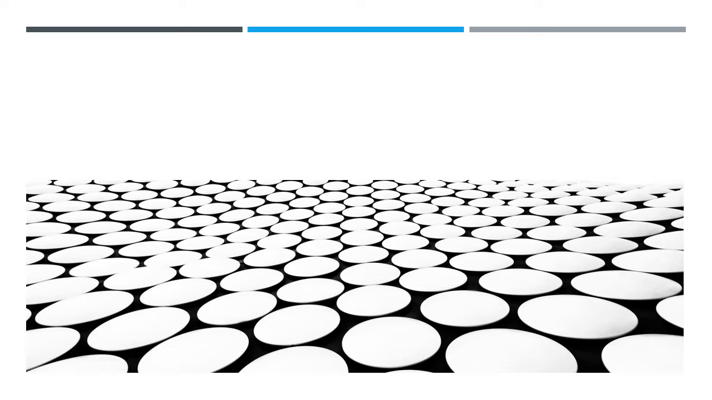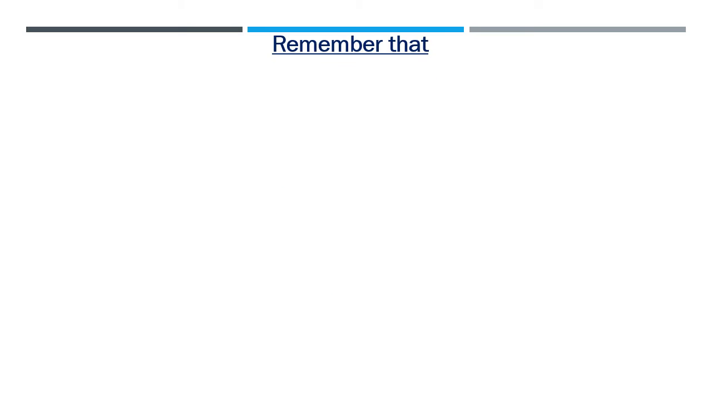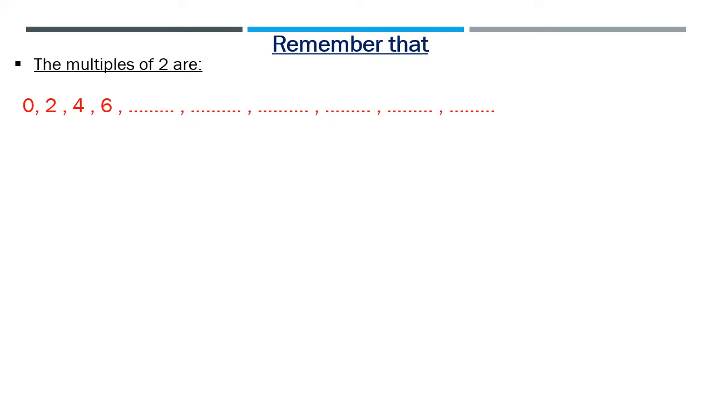Now we will talk about common multiples. First, you have to remember that multiples of 2 means the products of table 2, or if we skip count by 2, we will say all of these numbers. Starting from 0, if I skip count by 2, I will get 2, then 4, then 6, then which number? Yeah, it will be 8, 10, 12, 14, 16, 18, 20, 22, 24, and so on.